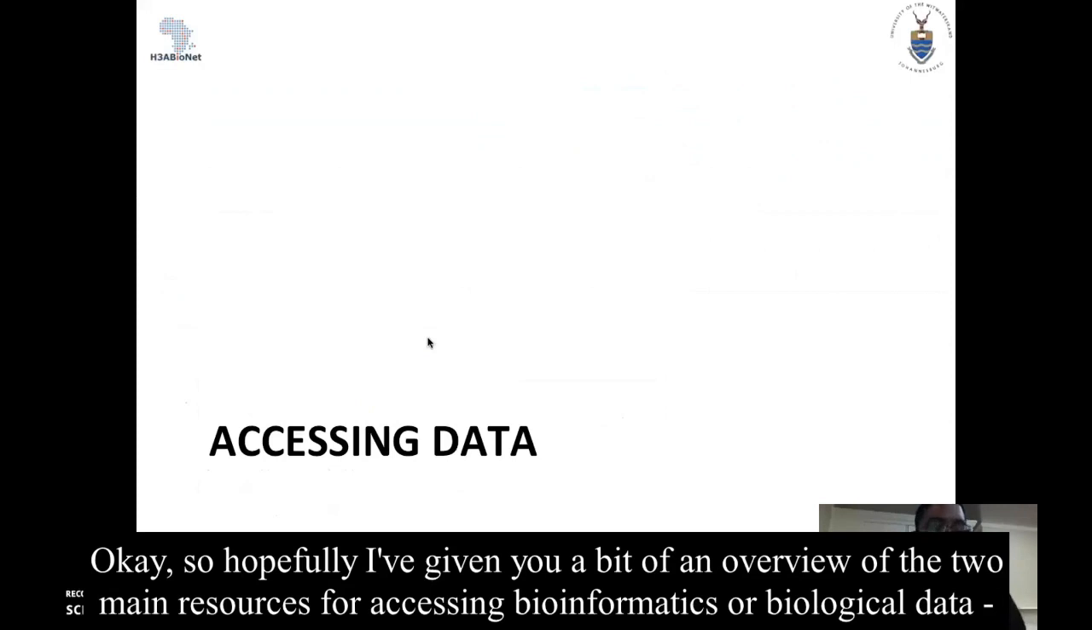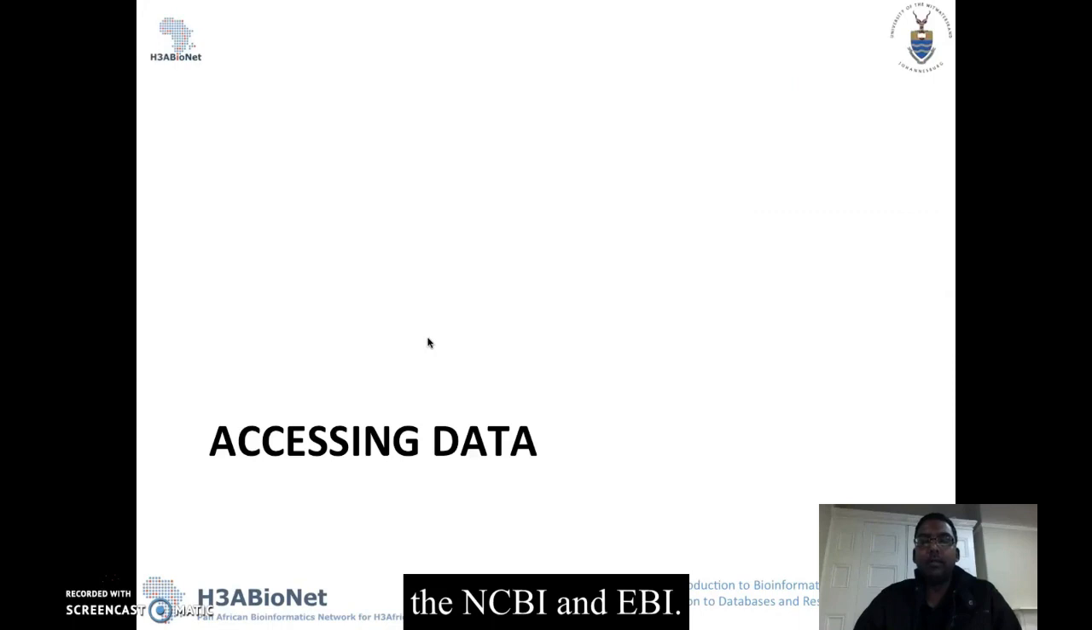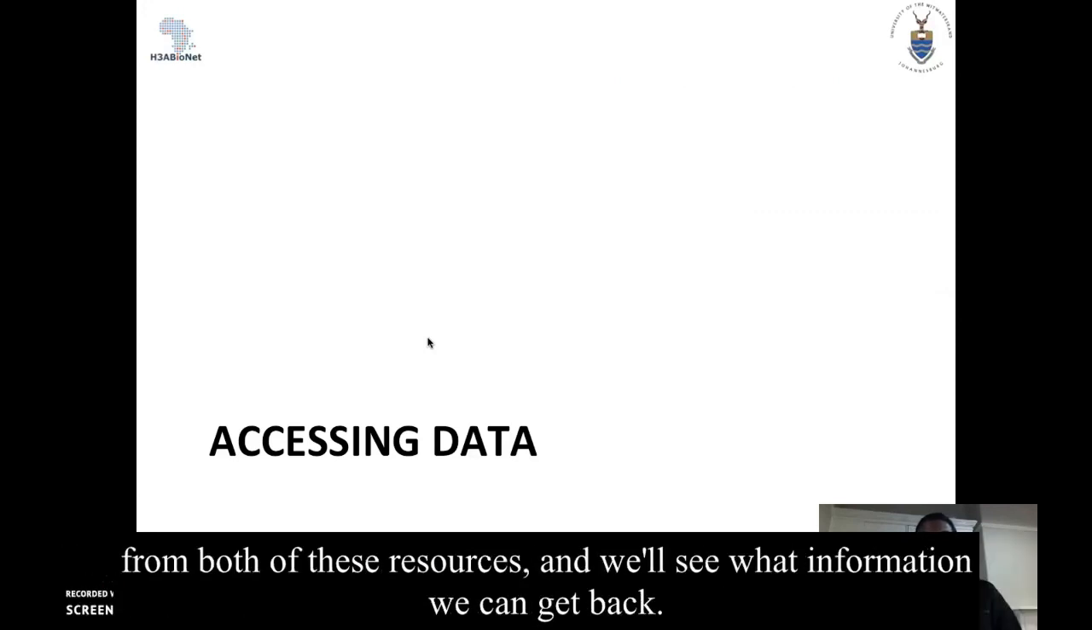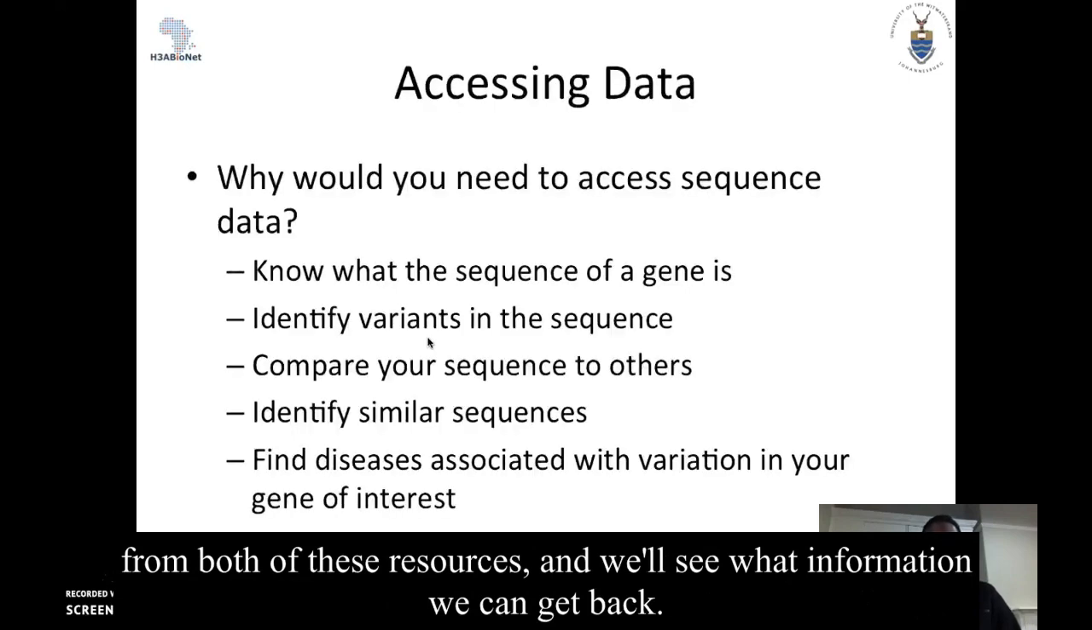Okay, so hopefully I've given you a bit of an overview of the two main resources for accessing bioinformatics or biological data, the NCBI and EBI. And what we're going to do now is go through some examples of extracting information for a particular gene from both of these resources, and we'll see what information we can get back.